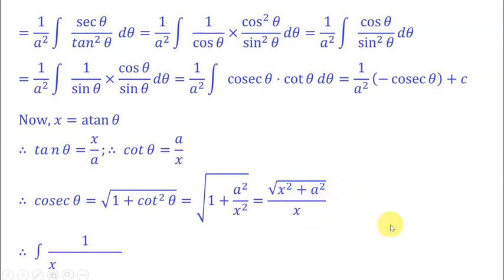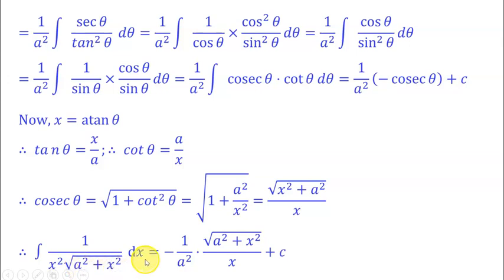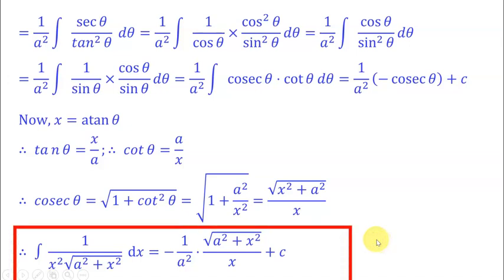And therefore, the integral of 1 upon x square root of a square plus x square dx is minus 1 upon a square into the value of cosec theta. What is that? The value of cosec theta is root of x square plus a square upon x, plus c. And this is the answer. Okay, now next.